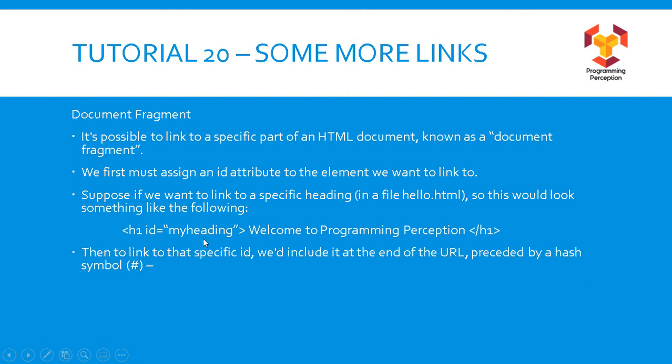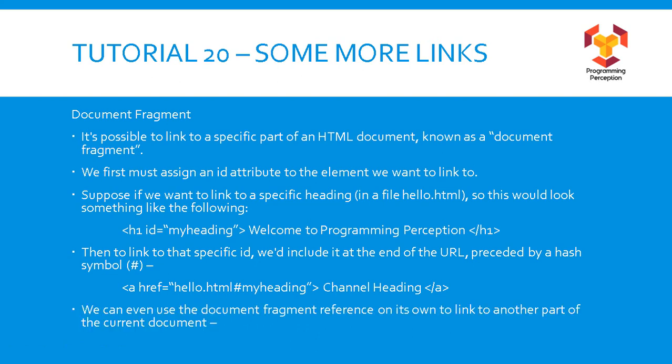And now to link to this specific ID, we include it at the end of the URL, preceded by a hash symbol. Now suppose, as I told you, this heading is part of hello.html, and suppose we are linking to this hello.html heading from some other page, so the link would look something like this. Clearly you can see in the href, first of all I provided the name of the HTML document, then I provided this hash symbol, and then I provided the ID, which was the ID of the heading. Clearly when anyone clicks on this link, the user will land on the my heading ID, or on this heading of the hello.html page.